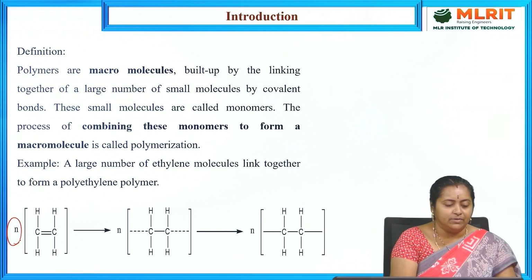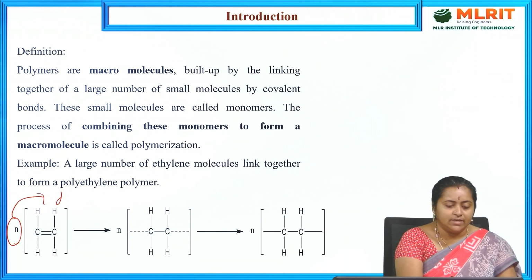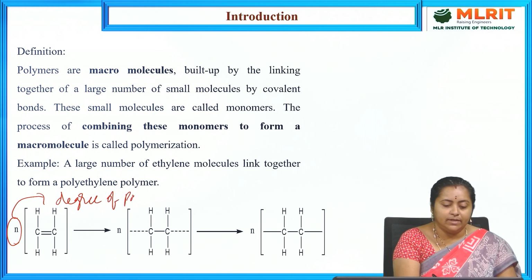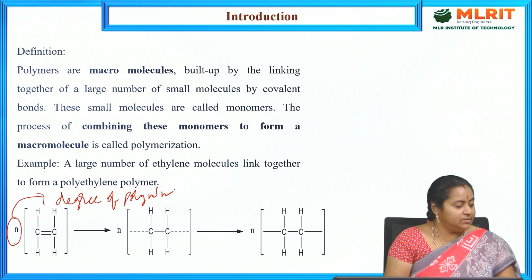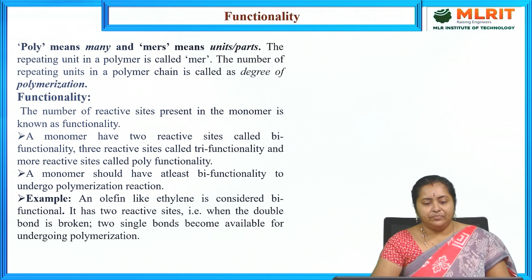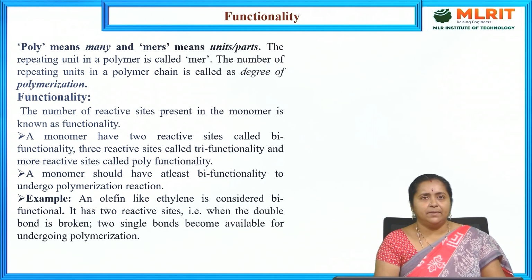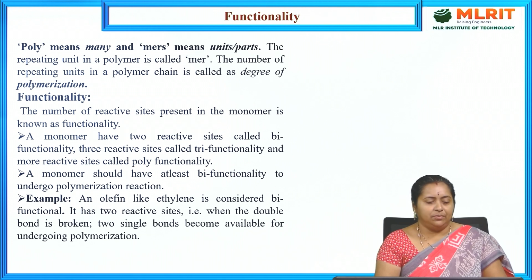N number of moles. This N is what we call the degree of polymerization. So how many moles of monomers are participating in the polymerization reaction is nothing but the degree of polymerization. That means we have to check the number of repeating units. How many are repeating in the monomer? That number will reveal the degree of polymerization.